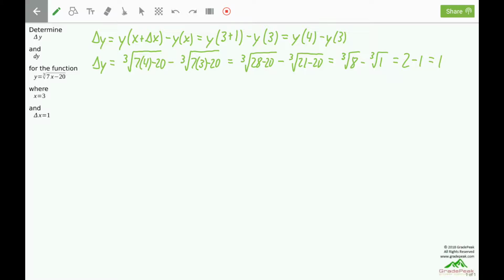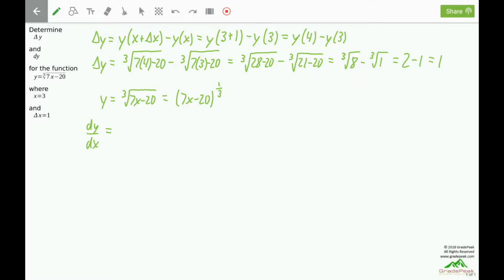To determine dy, we will have to take the derivative of the function y equals the cubed root of 7x minus 20. Before we take the derivative, we'll want to rewrite this as a fractional exponent. This is 7x minus 20 to the 1/3 power. When we take the derivative, we will want to use the dy dx notation.